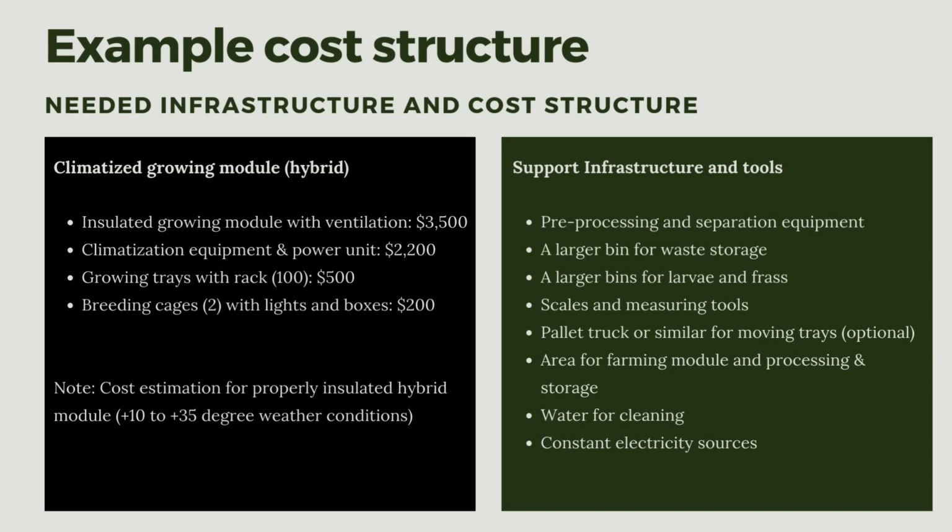In this example, we are using either EPS or PIR sandwich panels and a used shipping container. There are cheaper alternatives available, but these options require more skills and knowledge to set up properly. The breeding cages are constructed from wood and follow Mana Insect-specific design, incorporating special breeding lights. These lights are automatically controlled by the Mana Mind system, ensuring optimal conditions for breeding without manual adjustments.